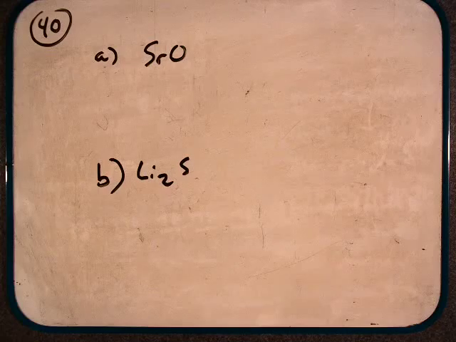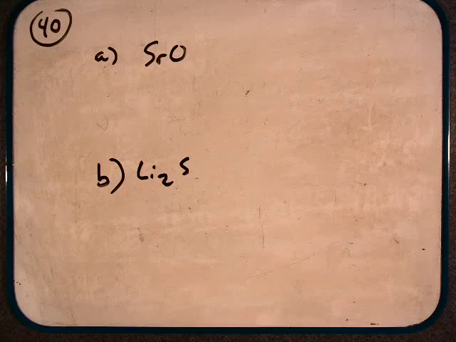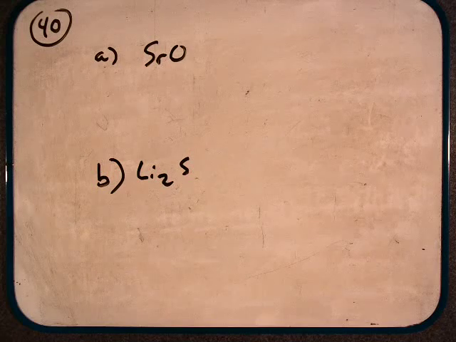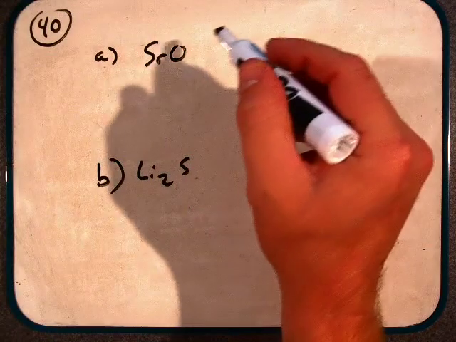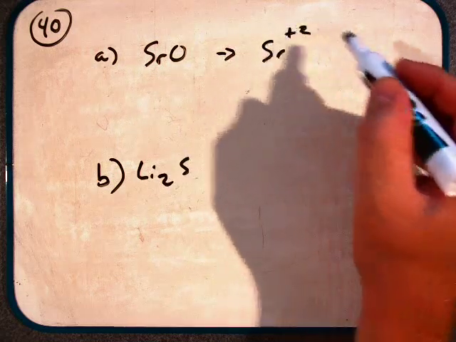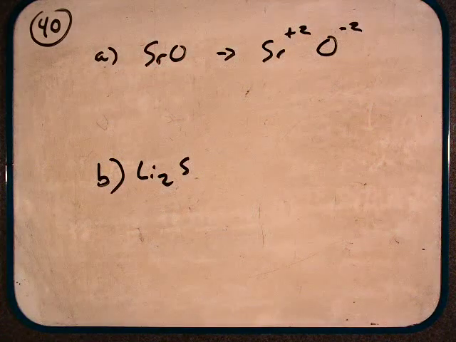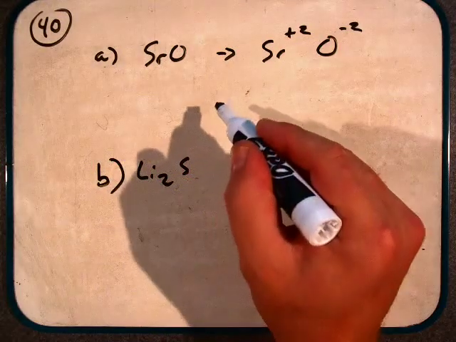This is number 40 in chapter 9. It's looking at Lewis dot structure, in particular looking at Lewis dot structure with ionic compounds, and I'm going to do part A and part B. Part A looks at strontium oxide, and strontium oxide would have our strontium in the +2 state and our oxygen as oxide in the -2 state. And so we need to show that with our Lewis dot structure.